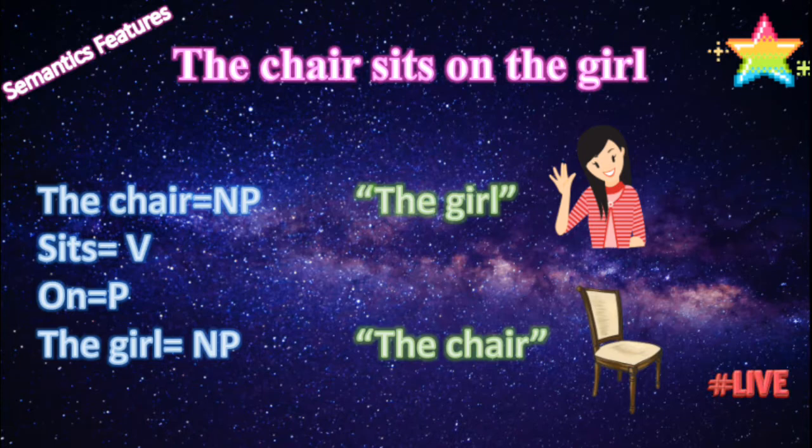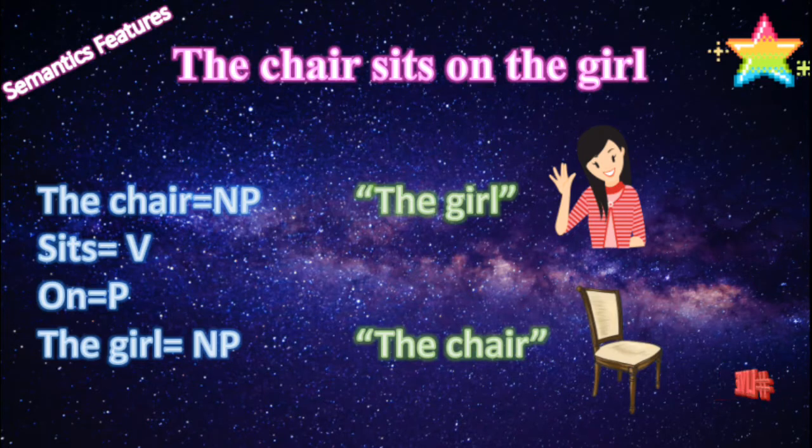Moreover, the verb sit requires a subject that is capable of sitting. So the expression the girl has this property, but the chair doesn't have it. This can be known more generally by finding out the crucial element or feature of meaning that determines which subject can be used for the verb sit. In this case, the verb sit demands a subject that is an animate being.